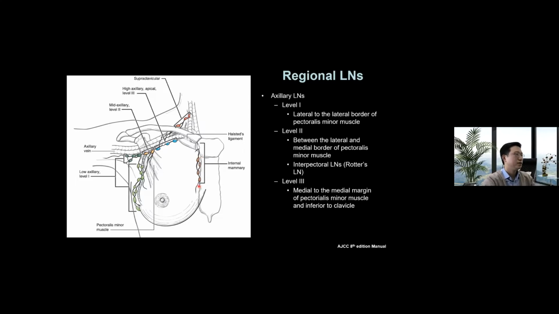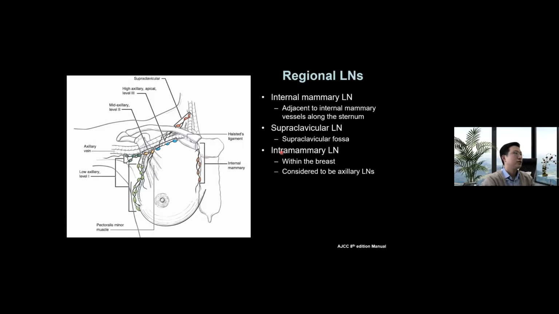The internal mammary node runs alongside the internal mammary vessels and sternum. And the supraclavicular node is in the supraclavicular fossa, and also there is the intramammary node. So it's different between internal and intra. An intramammary node means that the lymph node is inside of the breast, and it is considered as an axillary lymph node for staging.